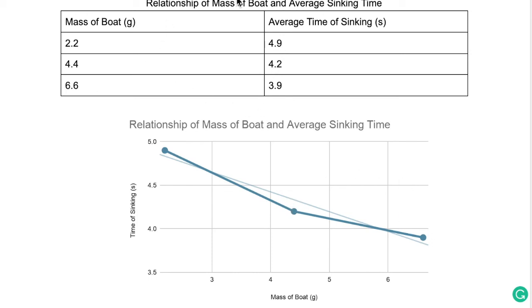You can see from the table that as the mass of the boat is heavier, so there is a greater mass, then the average time of sinking decreases from 4.9 to 4.2 to 3.9. And you can see this from the downward sloping relationship between the mass of the boat and the time of sinking. So as the mass of boat increases, then the time of sinking decreases. And overall, this is the format of the line graph where the series of different numbers or data points are connected by straight lines on these horizontal and vertical axes.